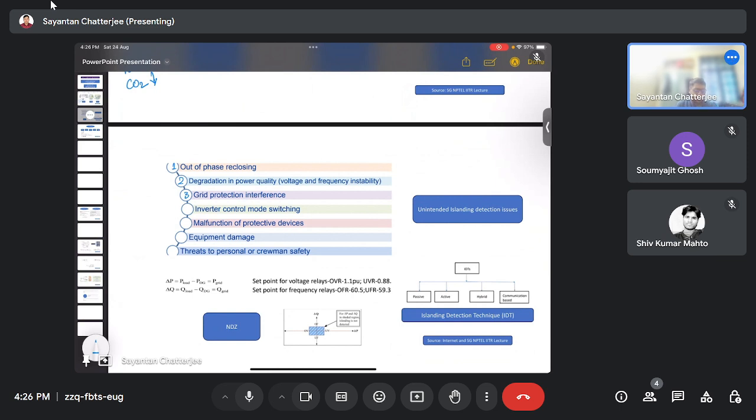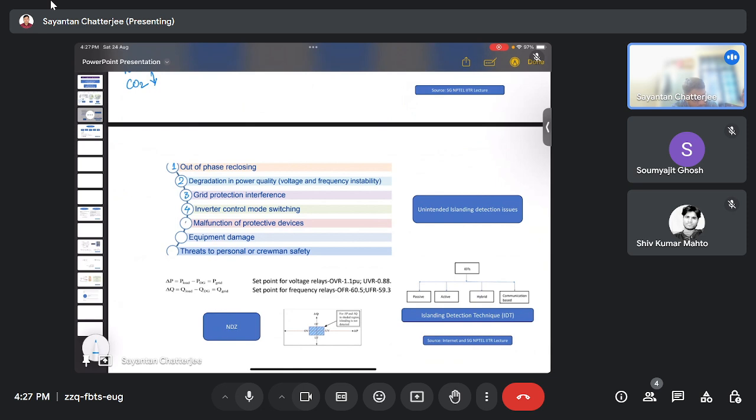So next, inverter control mode switching. Why are inverters required? Because the generation in the solar units is mostly in DC. So mostly we have the solar units and they generate in DC. So for that we need to invert them into AC, and the loads are mostly AC. So for that, these control mode switching becomes tough because they are switches. Okay, so inverter control mode switching is a problem.